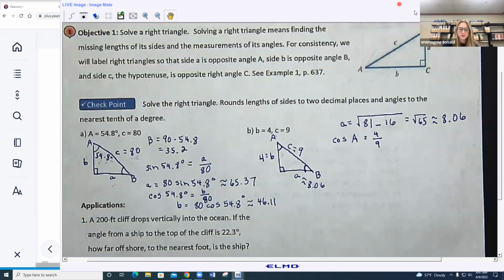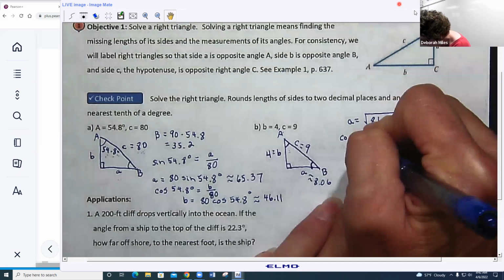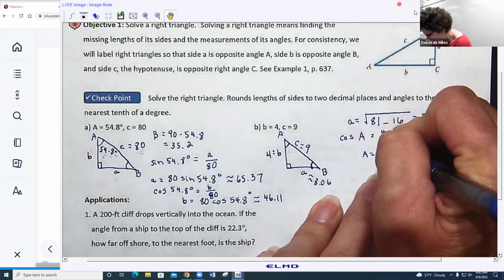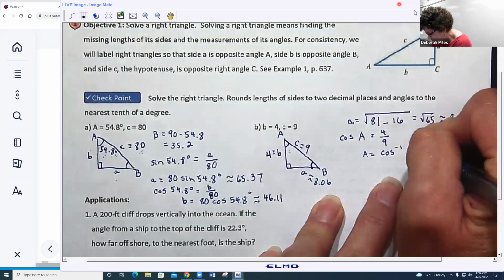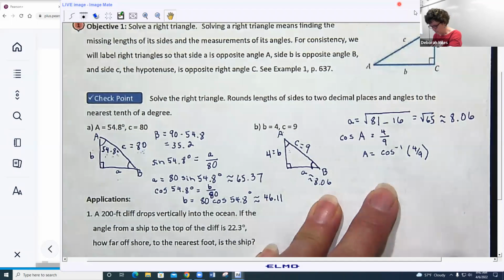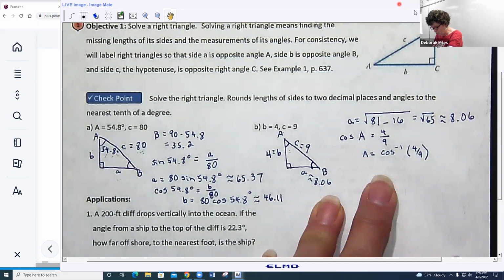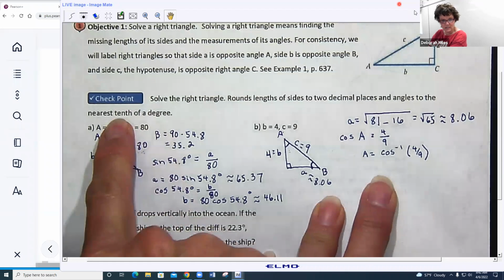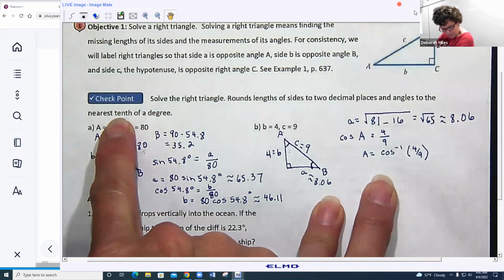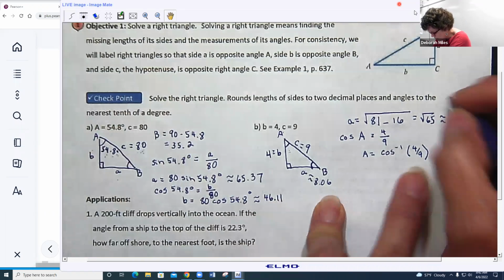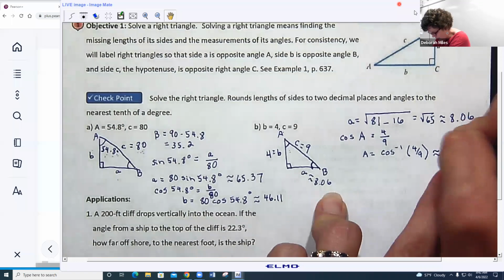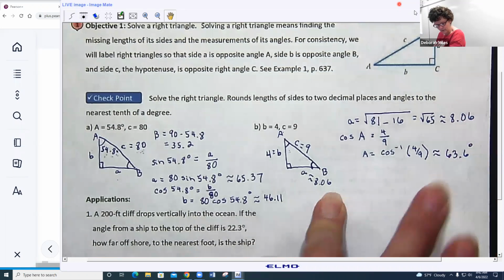We use inverse cosine. Who's talking? Miss Hallie, was that you? Oh, Miss Emma, what did you say? I said, would you do the inverse cosine of 4/9? Absolutely. A would be the inverse cosine of 4/9. Again, I have my calculator in degree mode because I was asked to round to the nearest tenth of a degree. And when I punched that yesterday, rounded to the nearest tenth, I got 63.6 degrees.